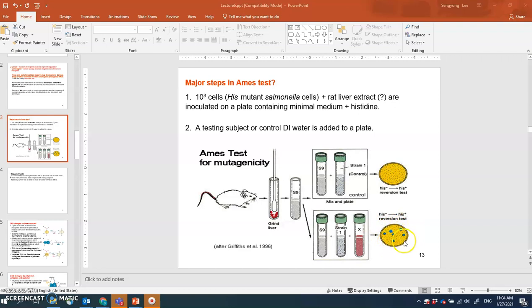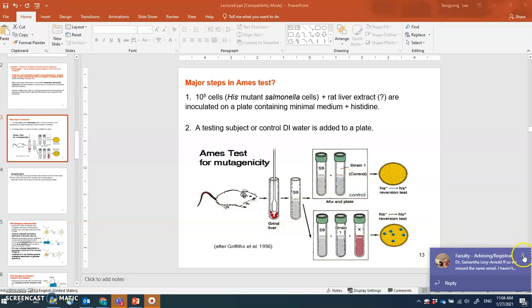Of course, in any experiment you perform, there should be a control. In this case, there will be a control made up with the same number of cells, this his minus cell, and then rat liver extract will be added there. But that control will not be added with your testing drug. Instead, it will be added with maybe just deionized water. Water shouldn't be carcinogenic or mutagenic, right? So that's going to be used as a negative control. So the control is there.